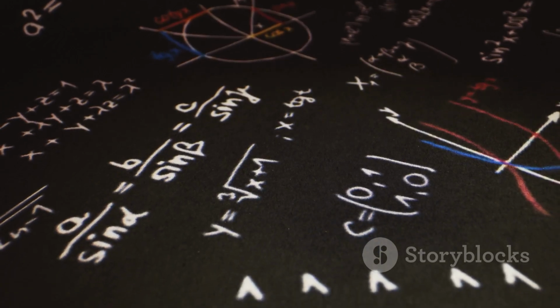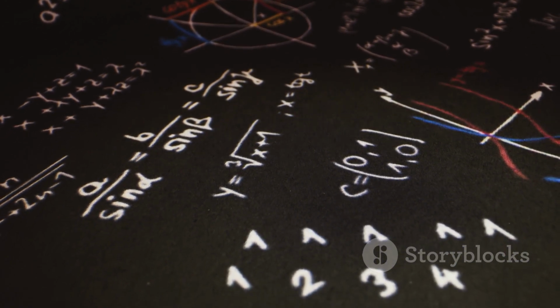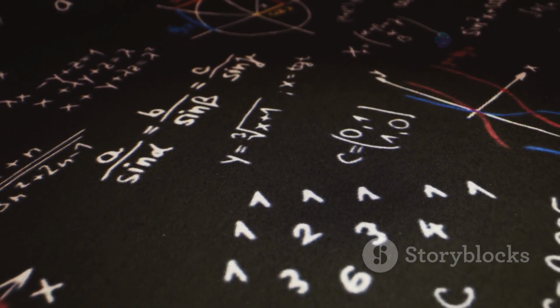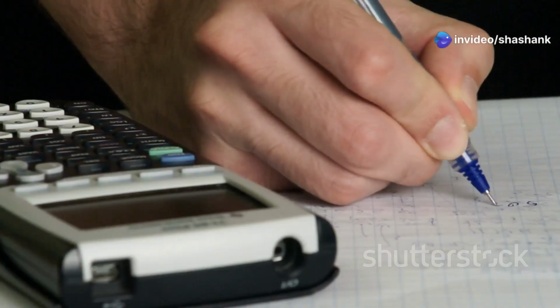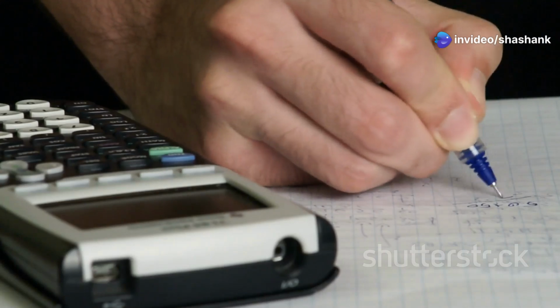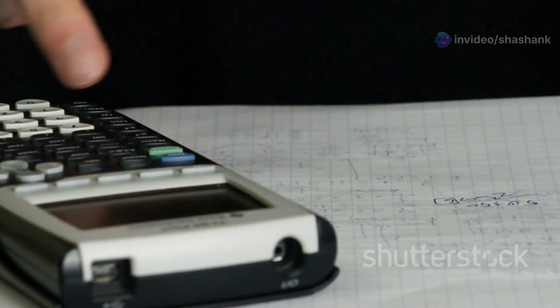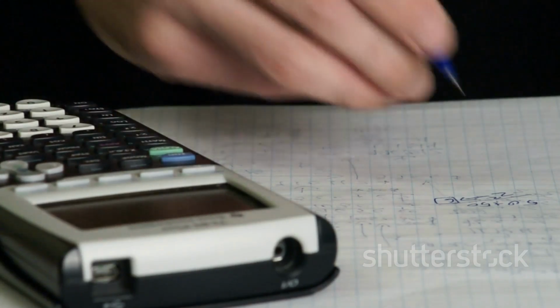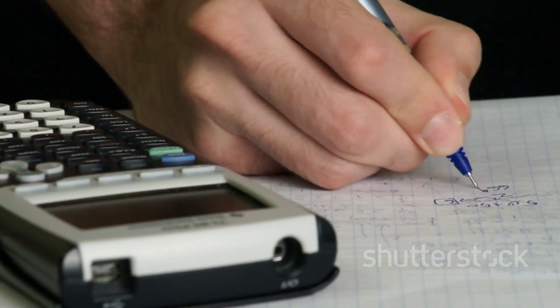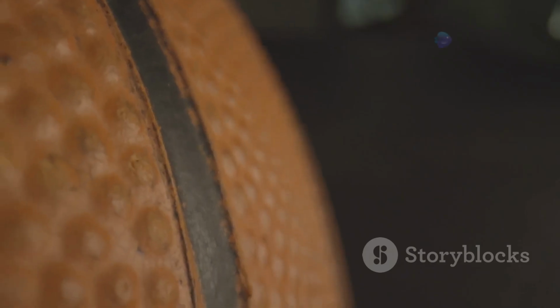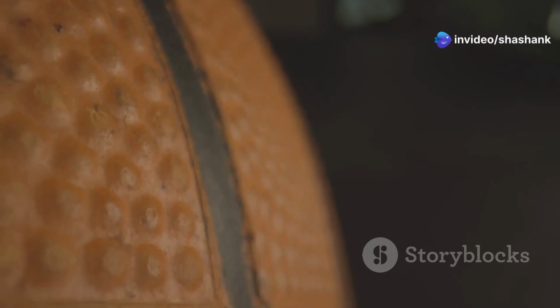To calculate its surface area, we use the formula 4 pi r squared, where r is the radius. Substituting the value, we get surface area equals 4 times pi times 12 centimeters squared, which is approximately 1,809.56 square centimeters. This means you would need approximately 1,809.56 square centimeters of leather or synthetic material to make this basketball.